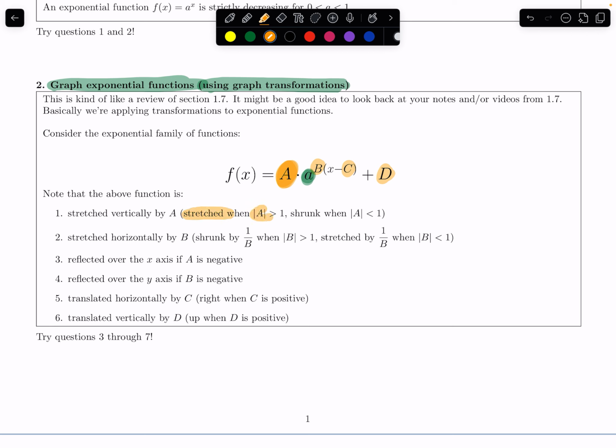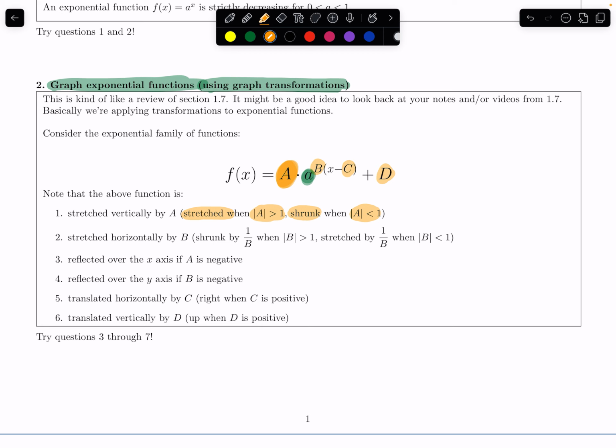When the absolute value of A is bigger than 1, then it's a stretch up and down. And when the absolute value of A is less than 1, then it's a shrink. It shrinks your function. What I mean by absolute value less than 1 is things like a half or negative a half, a third or negative a third, or any fraction or decimal. If it's positive or negative, that's a shrink. And if you have a whole number, positive or negative, bigger than 1, then it's going to be a stretch.